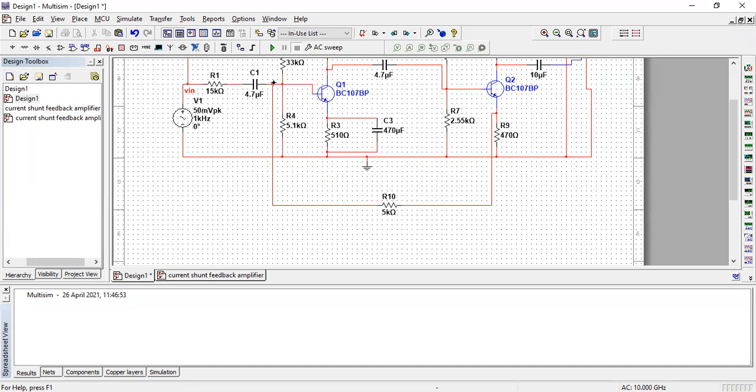So what are the general characteristics of feedback amplifiers? The gain reduces, bandwidth increases, distortion can be eliminated, noise can be eliminated. These are the general characteristics.